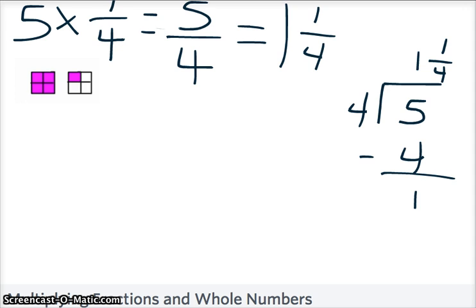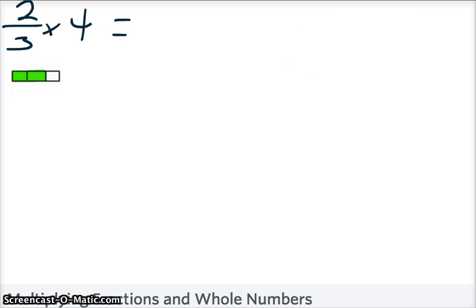All right, let's try one more. So we've got 2/3 times 4. The order doesn't matter how we want to look at it: 2/3 times 4, or 4 times 2/3. So again, we want to have 4 2/3s, so we've got 1, and now we have 2, 3, and 4. Let's stretch them out so we can see each of those. Now you're going to count those.